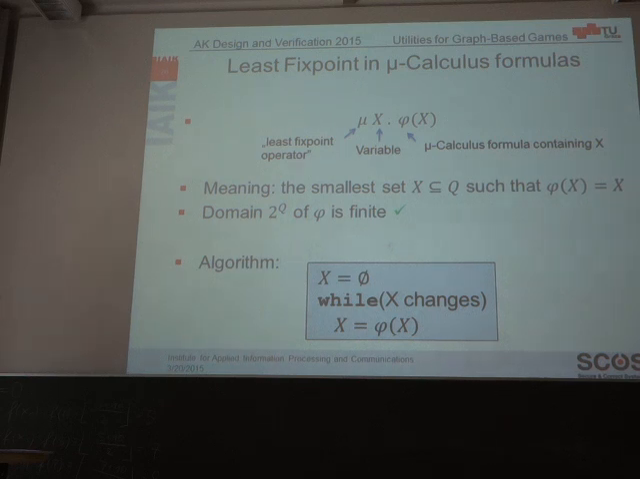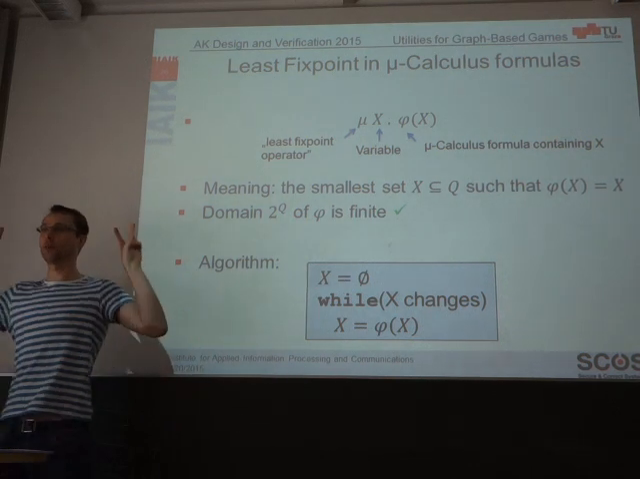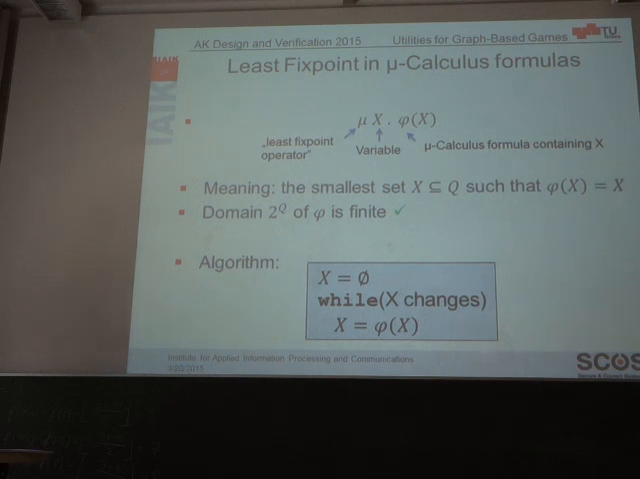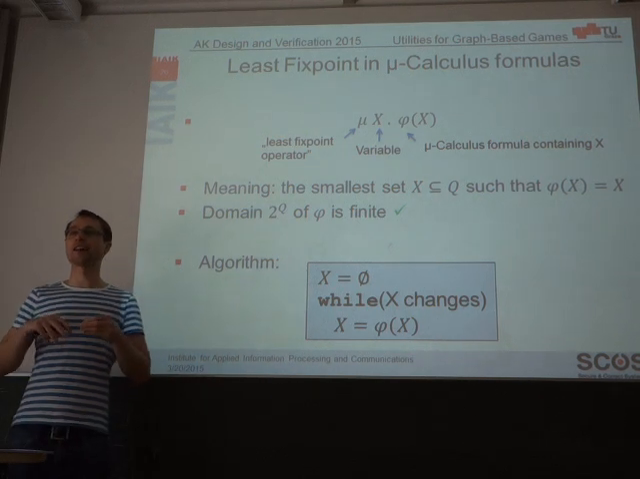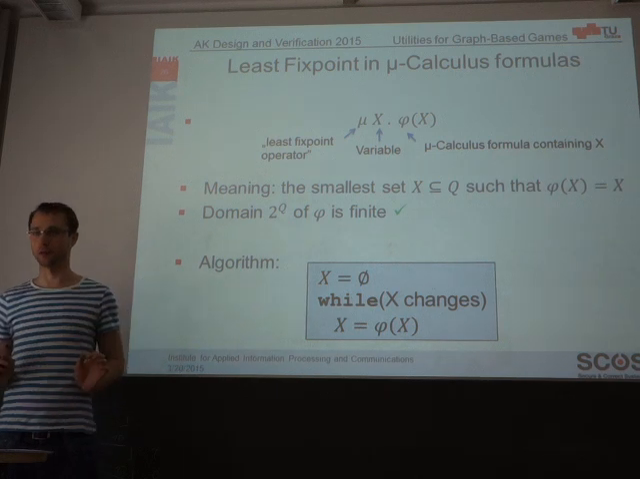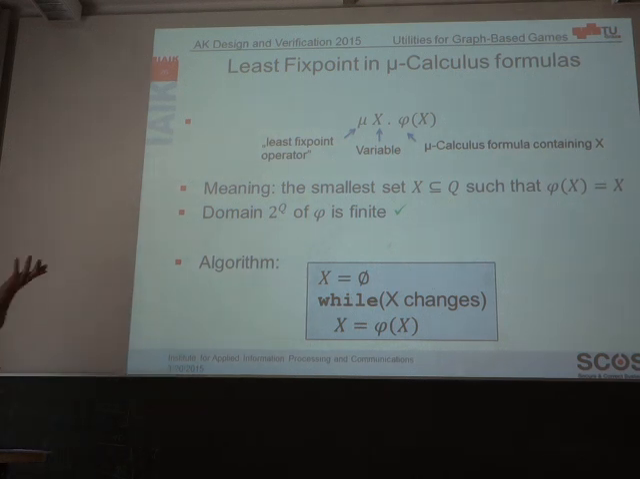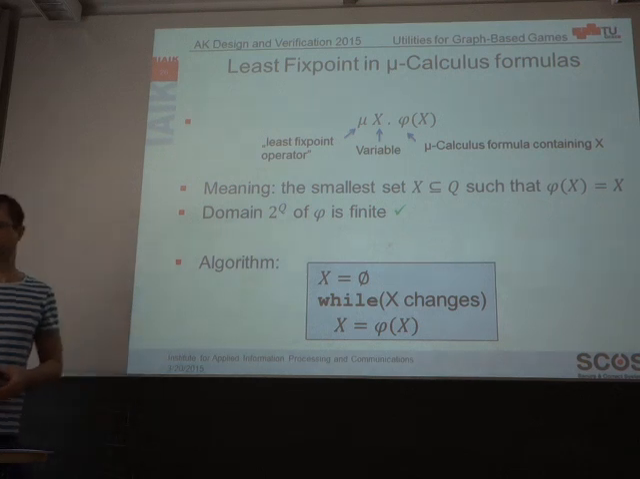Again, this algorithm we can only apply if our two assumptions are satisfied. Remember that the two assumptions were our domain needs to be finite. Now our domain is sets of states, but in our game graphs we always just have a finite set of states. So there are also just finitely many different subsets of all states in our game graph.